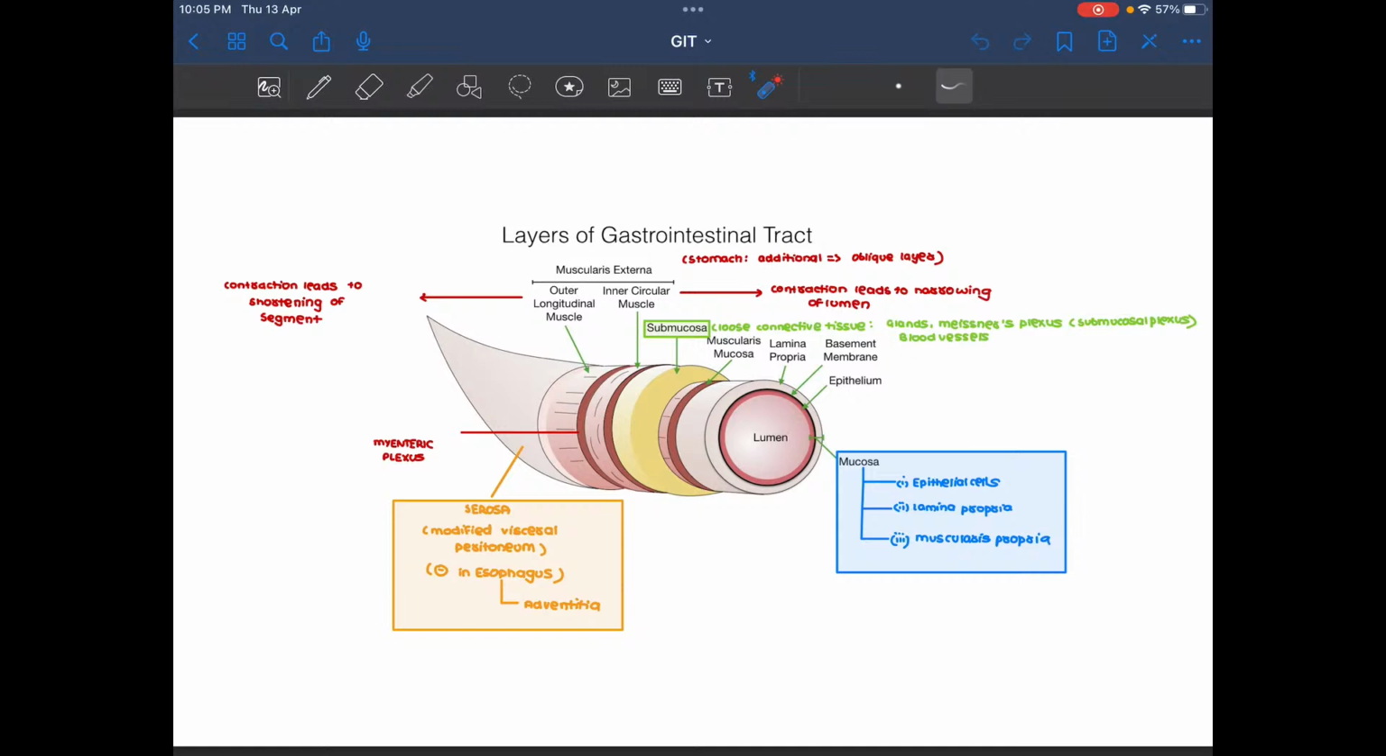Now, the last layer that we have is actually made up of three components. We have the epithelial cells, that is the enterocytes. Below the epithelial cells is your lamina propria, and below that is your muscularis mucosa. Okay, not muscularis propria; it's the muscularis mucosa. Okay, so these are the layers. So we have the mucosa, we have the submucosa, we have the muscularis externa, and we have the serosa and the adventitia.